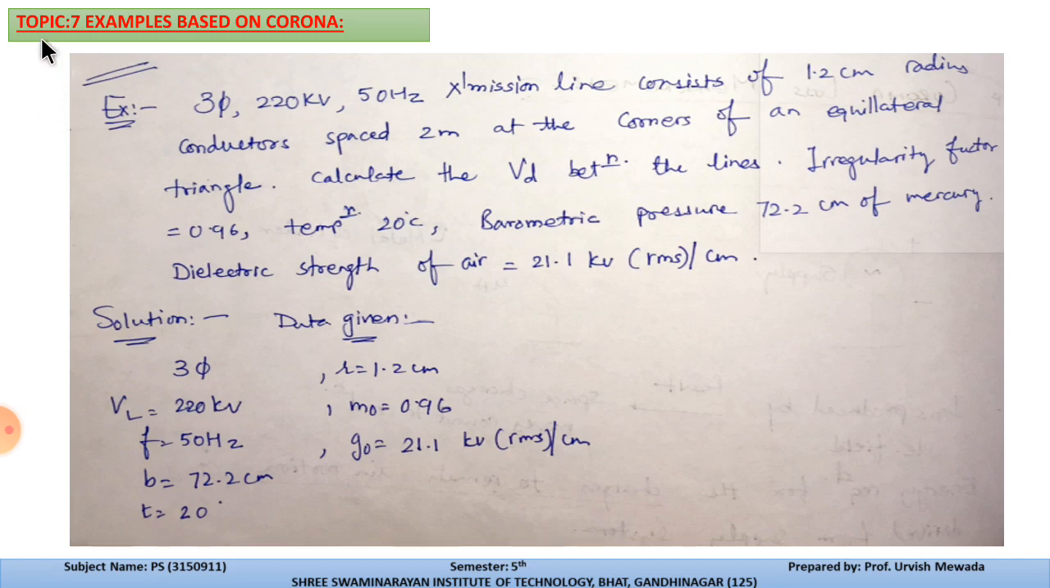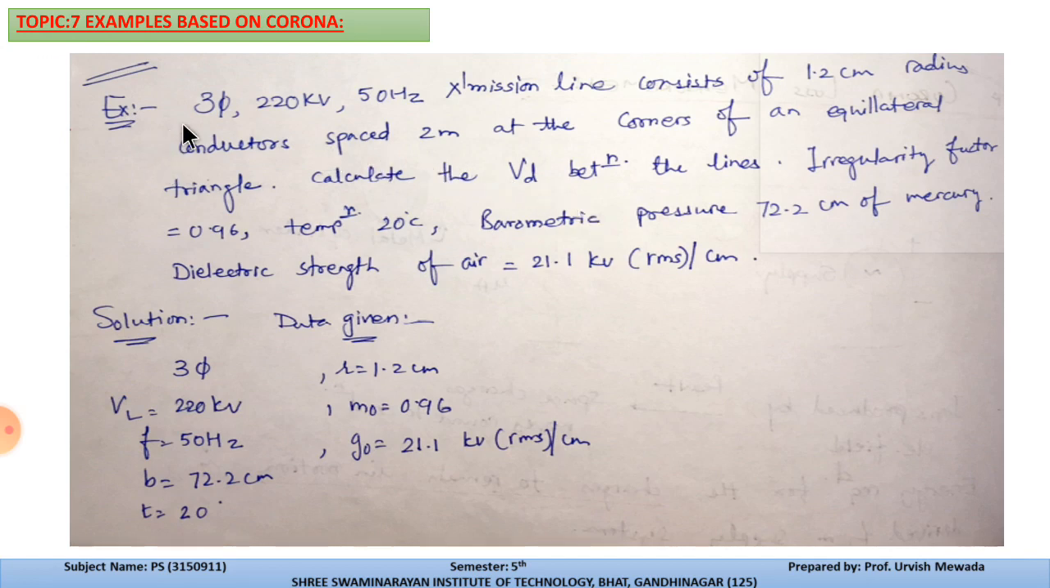Now this is topic number 7, examples based on corona. Such examples are repeatedly asked in the GTU exam. I mention the two most important examples for this chapter, so please pay attention. If you have any query or doubt, you can personally call and message me up to this topic.